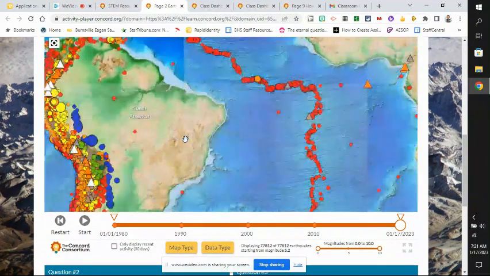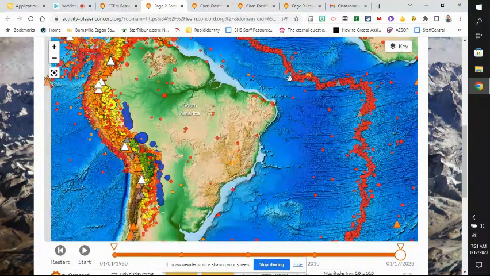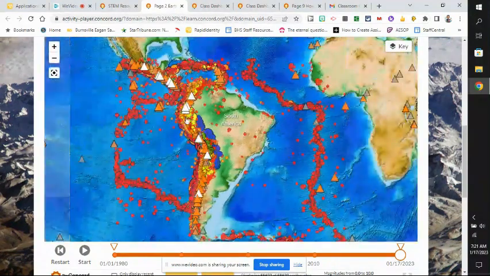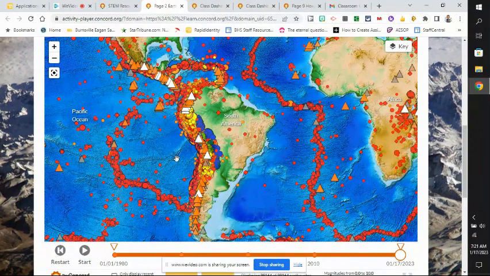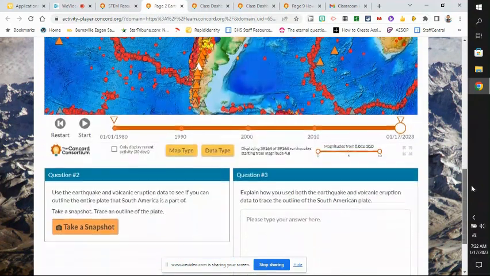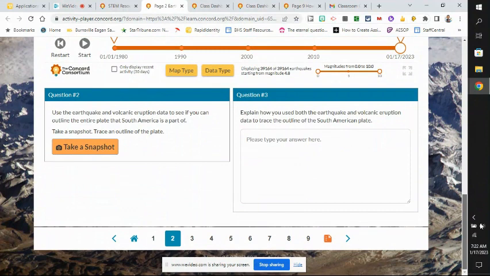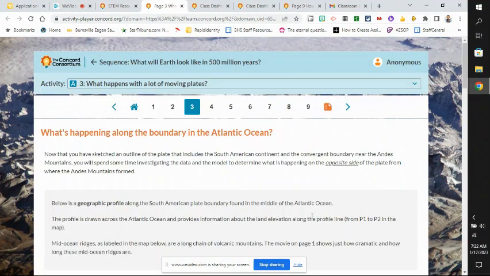If I zoom in a little bit here, you can see around the South American plate, remember we have a convergent boundary here where the Juan de Fuca plate is being subducted underneath the South American plate. But what's going on over here is what we're taking a look at today. I'm going to go to the next page.